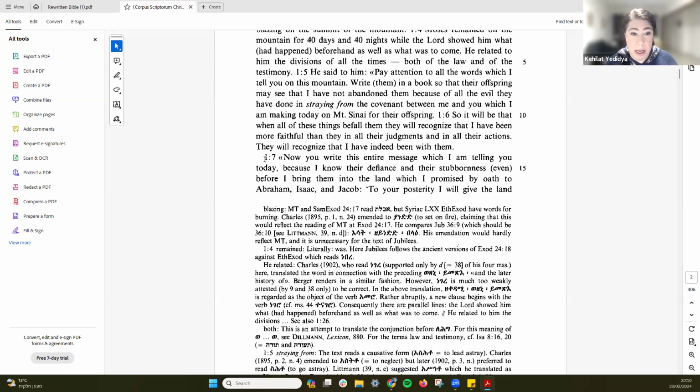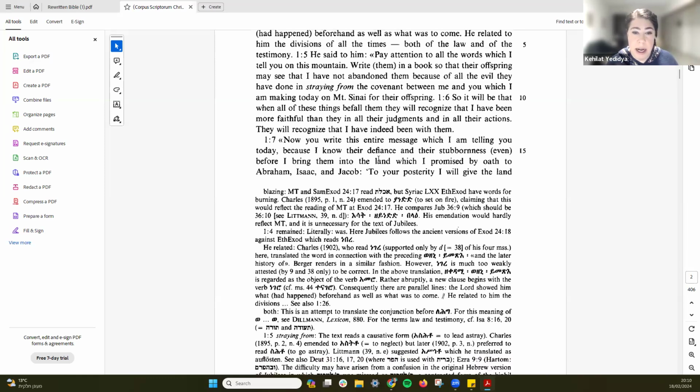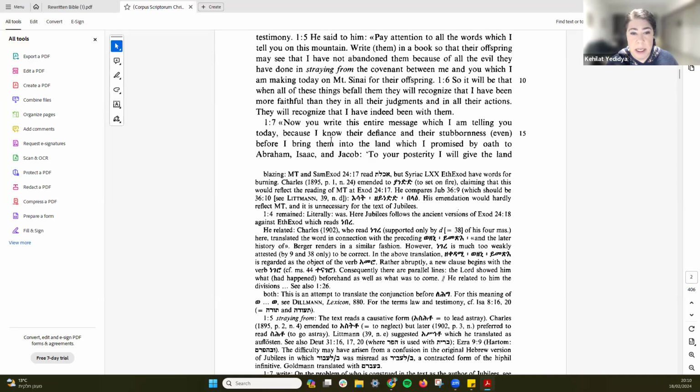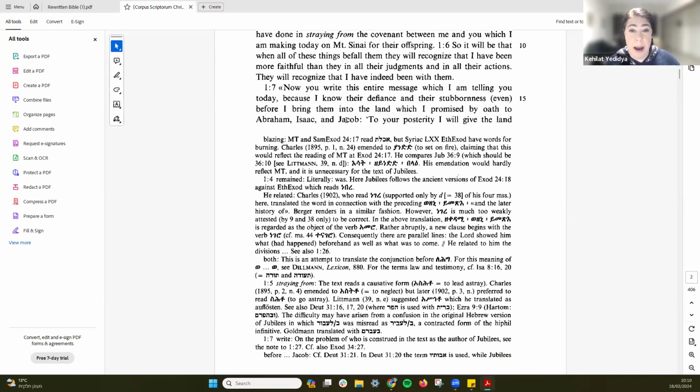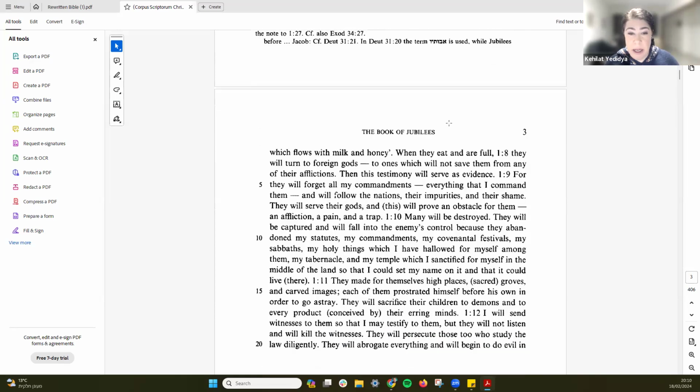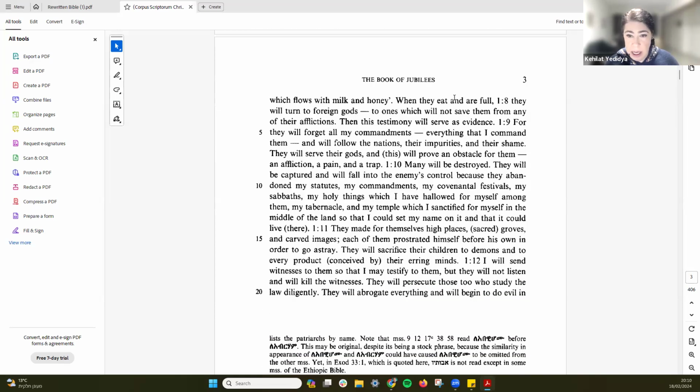I'm skipping to chapter 1, verse 7. Now you write this entire message, which I'm telling you today, because I know their defiance and their stubbornness, even before I bring them into the land, which I promised by oath to Abraham, Isaac, and Jacob. To your posterity, I will give you the land which flows with milk and honey, when they eat it and are full, etc., etc. And here is a prediction. It's not, of course, in place. But honestly, anyone who would read it, you say, okay, so this is where it's an unusual prediction.